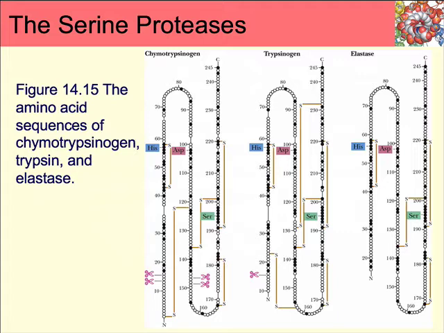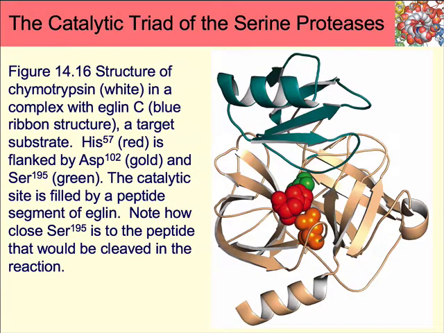Now here's a picture of the serine proteases and the sequences of chymotrypsinogen, the precursor to chymotrypsin, and trypsinogen, which is the precursor to trypsin, and elastase. And you can see where the important residues are located in each of these cases, the histidine, the aspartate, and the serine.